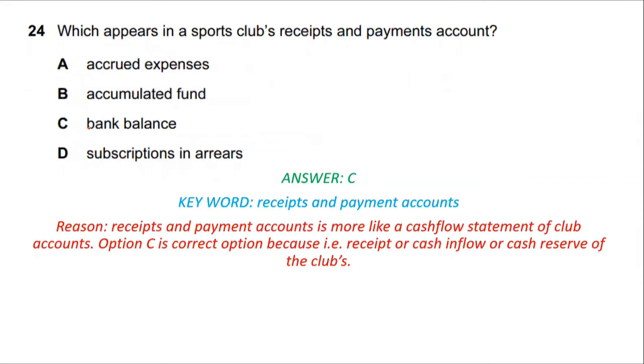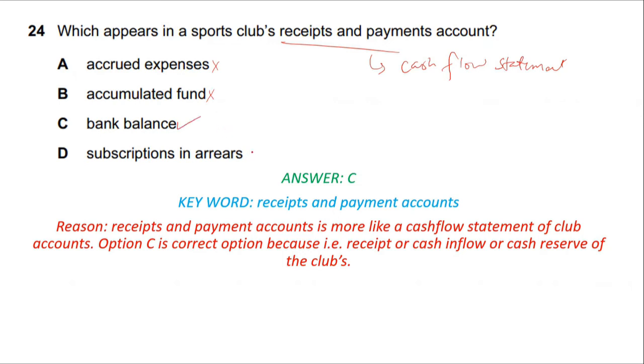Multiple choice 24, which appears in a sports club's receipts and payments account. This is more like a cash flow statement of a trading business. Accrued expenses, no, this is an income and expenditure account. Accumulated fund, no, this comes from the balance sheet. Bank balance, yes, that would be shown.